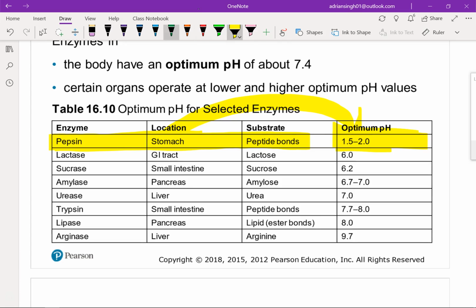And if you compare that to an enzyme like arginase, which you find in the liver, arginase is an enzyme that breaks down arginine. And the optimum pH for this particular enzyme is on the basic side of things. So it's moderately basic, about 9.7. So if you compare these two, pepsin and arginase, their optimum pHs are drastically different because the environment that they're operating in is drastically different as well, and they've evolved to function effectively in their environmental pH conditions.